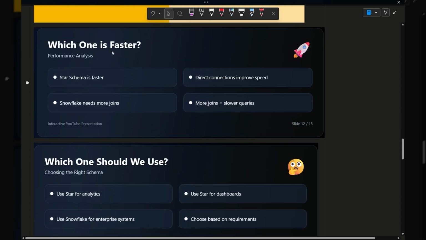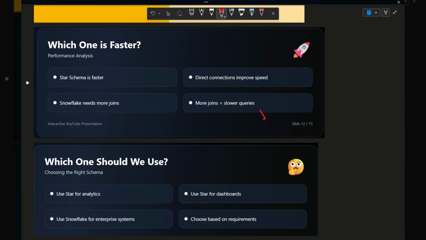And now comes the question: which is faster? As you know, star schema is faster, because fewer joins improve the speed, and Snowflake schema needs more joins, and more joins mean slower queries, as we have discussed, which is why it causes slower queries. So now comes the question, which one should we use?